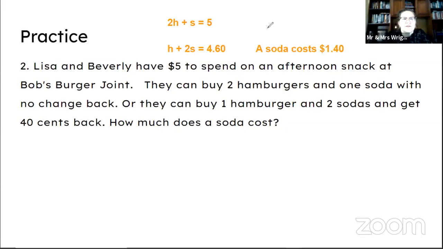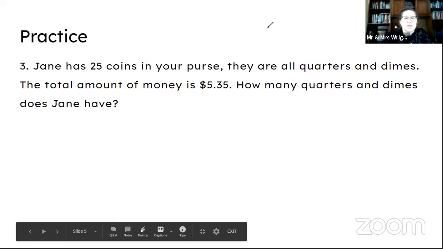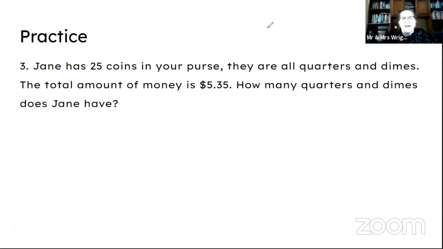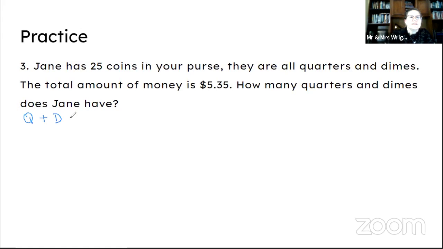All right, so last one here in practice. I want you to pause, try it on your own, and we will move on. All right, Jane has 25 coins in her purse. I don't know why she'd have it in your purse. She has it in her purse, and they're all quarters and dimes. So she has 25 coins that are all quarters and dimes. I'm going to pause right there and write this. Quarters and dimes together are 25 of them. So Q plus D equals 25. Then it says the total amount of money is $5.35.